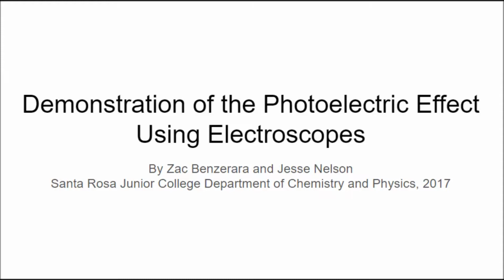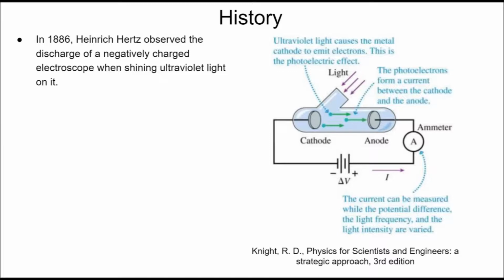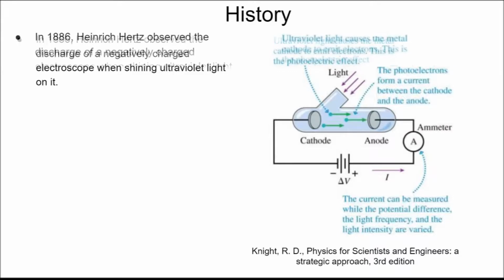Today we'll be showing you a demonstration of the photoelectric effect using electroscopes. But before we do that, first we'll cover what the photoelectric effect is and some of the events leading up to its discovery. In the years leading up to the end of the 19th century, scientists started to notice some odd behavior of light. Hertz noticed that if he shined ultraviolet light on a negatively charged electroscope, it would discharge.